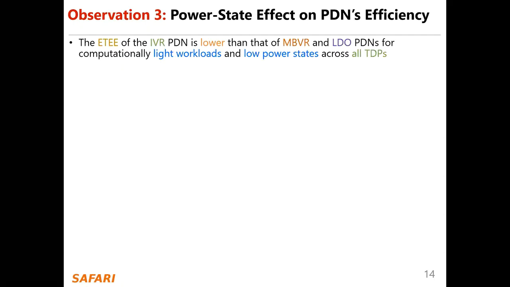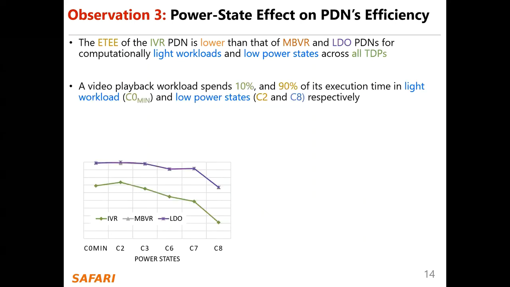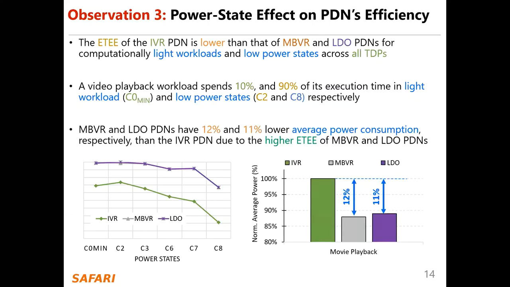The end-to-end efficiency of IVR PDN is lower than that of MPVR and LDO PDNs for computation-light workloads and low power states across all TDPs. A video playback workload spends 10% and 90% of its execution time in light workload and low power states respectively. MPVR and LDO PDNs have 12 and 11% lower average power consumption respectively than the IVR PDN due to higher end-to-end efficiency of MPVR and LDO PDNs.